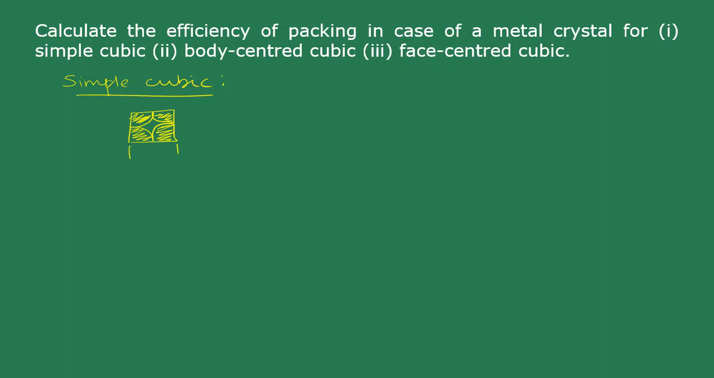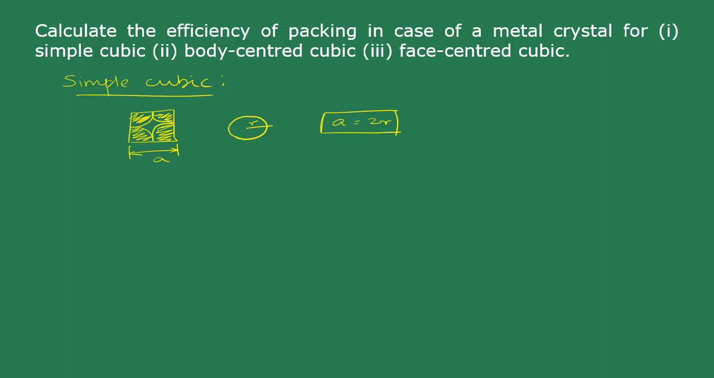So this is a face of a cube, and the edge I have represented as A, and the atom looks like this, a circle. The atom is a sphere, and we are able to see that there is two R, one R for the first atom and the second R for the second atom. So A is equal to 2R. This is a relation we obtain for simple cubic.